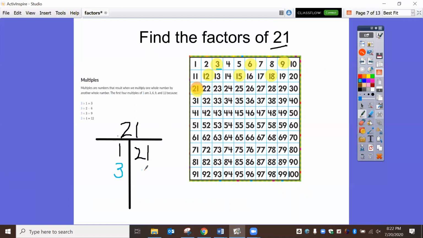And the other factor, I don't know right now, but I can figure it out by counting how many times I skip counted. So you can count with me. 1, 2, 3, 4, 5, 6, 7. So 7 is the other factor pair that would go with 3.